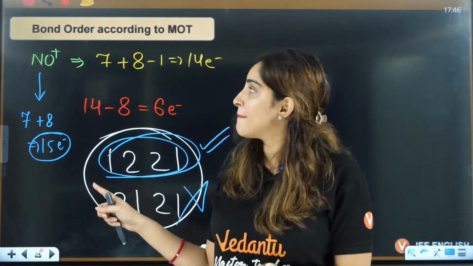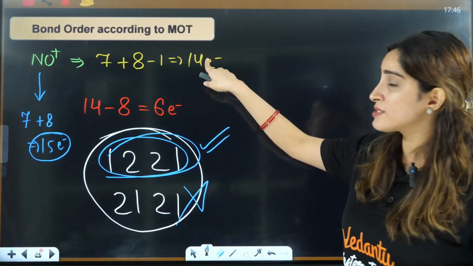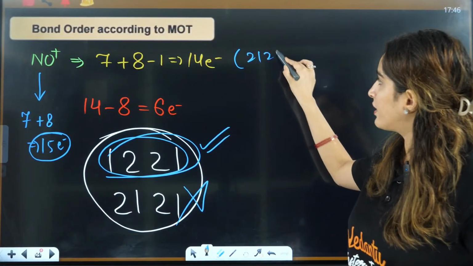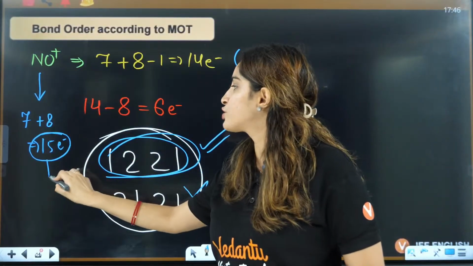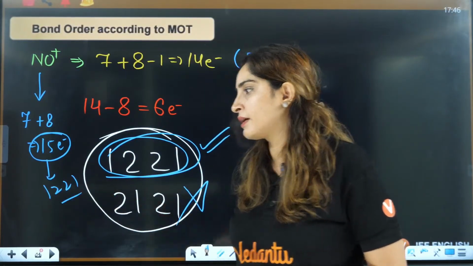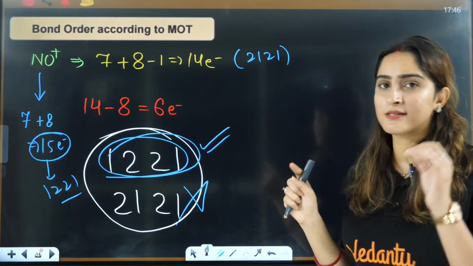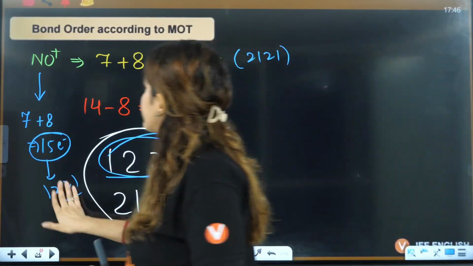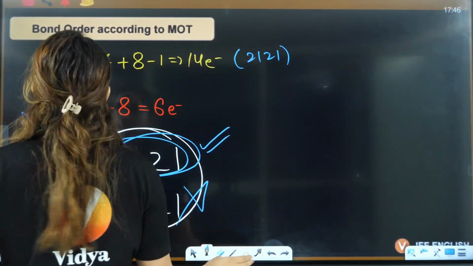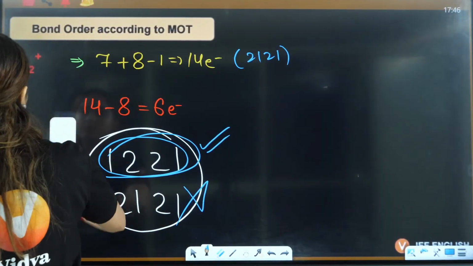But here, if you study 14 electrons, you will say, ma'am, it should be 2, 1, 2, 1. If you see the neutral state, it should be 1, 2, 2, 1. So that is a mistake that you can make. That's why I asked you only.